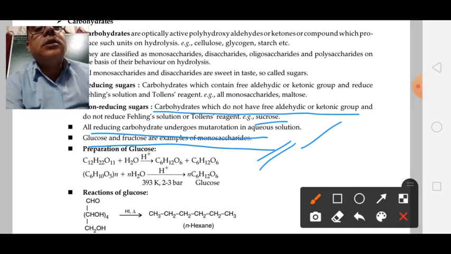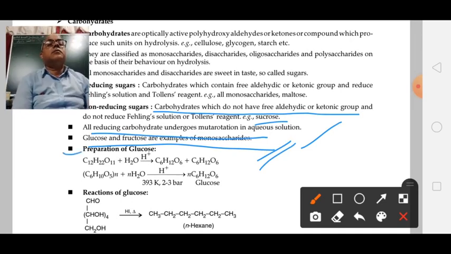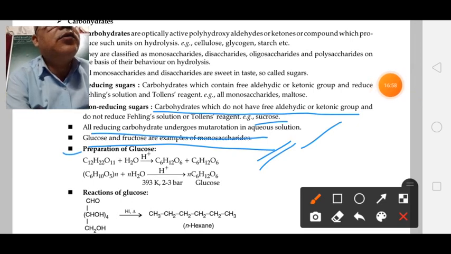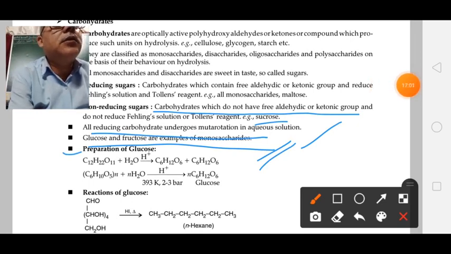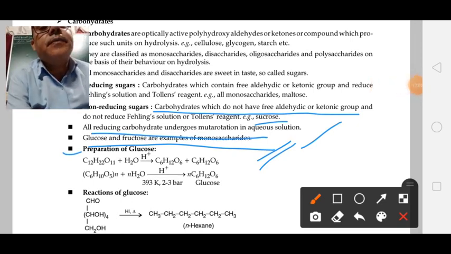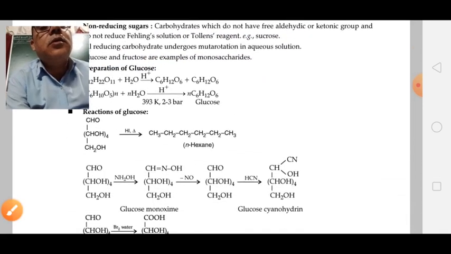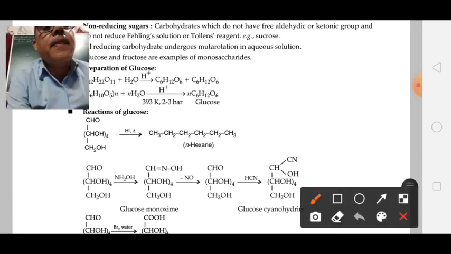Okay, now we will see the preparation of glucose, how it is prepared. Glucose can be obtained by hydrolysis of sucrose, or by the acidic hydrolysis of starch. Okay, now the reactions of glucose. What are the reactions of glucose?